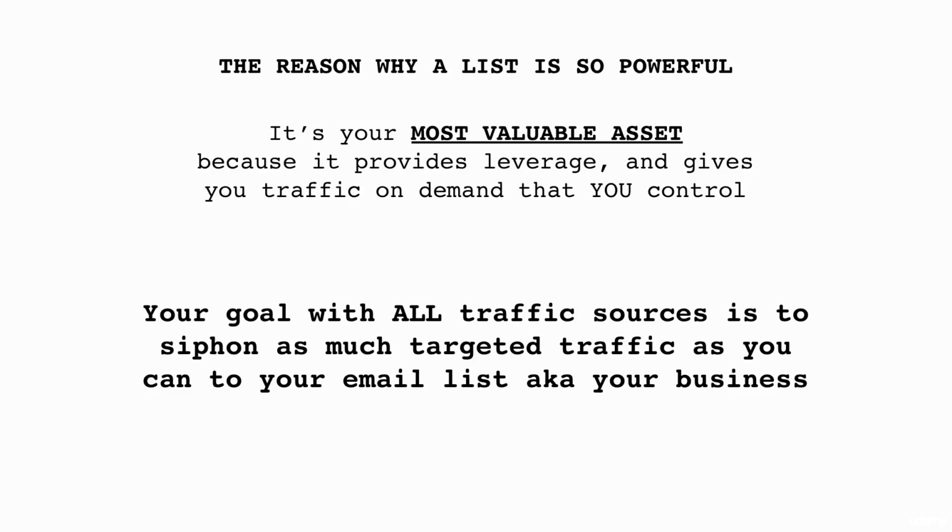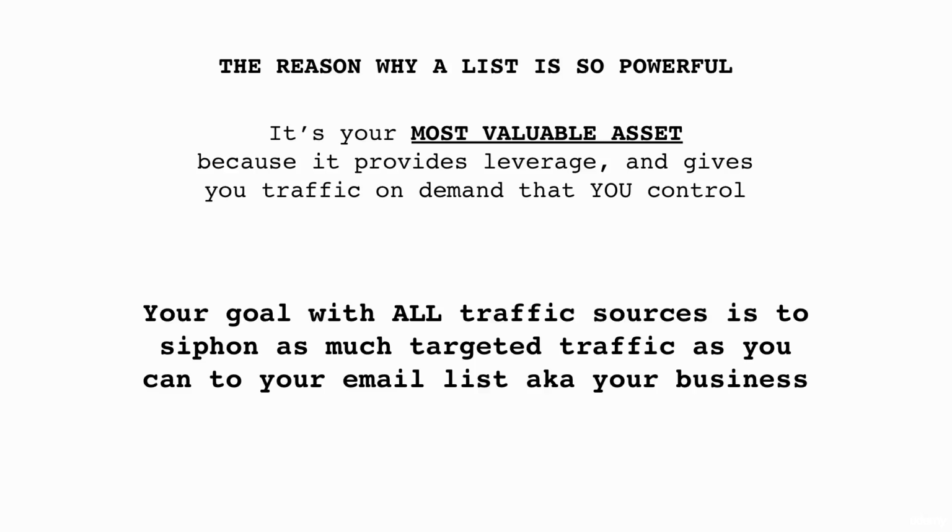So the reason why a list is so powerful is it's your most valuable asset, because it gives you so much leverage and it gives you traffic on demand that you control. We can't control Google, we can't control Facebook or Pinterest or what their terms and conditions are, what they're going to do, but you can control how often you send messages and offers to your email list.